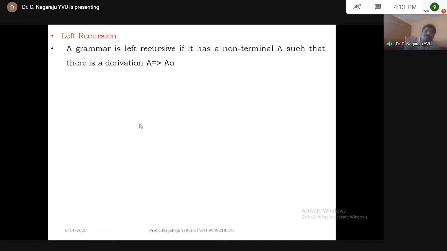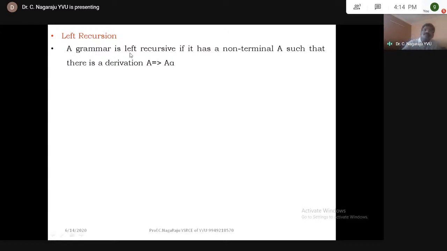In the same way here, when you use the leftmost derivation or rightmost derivation, there is a chance of falling into an infinite loop. Sometimes you can see that the program will fall into an infinite loop. That is called recursion. For example, how do you say that it is left recursion?